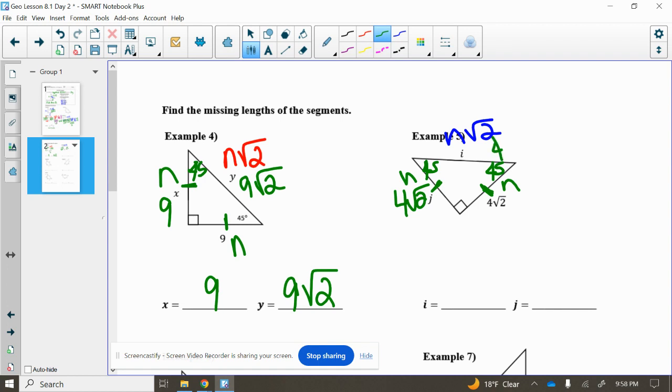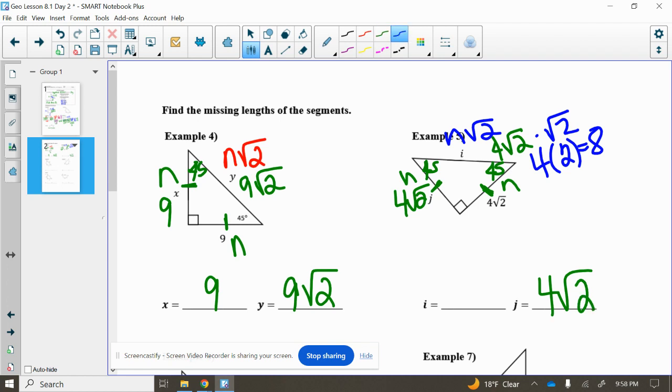Well, here's the problem. When we take 4 square root 2 and multiply it by the square root of 2, this time we'll need to simplify. Square root of 2 times square root of 2 is just 2. 4 times 2 is 8. So again, these side lengths, j and the other one, are 4 square root 2, and then that hypotenuse ended up being 8.